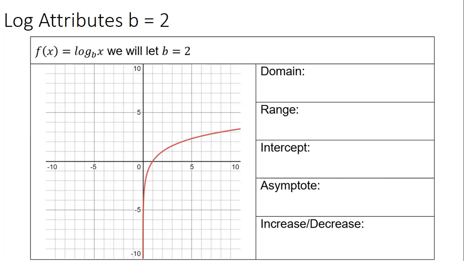Okay, so this applies to all log functions, log base b of x. In order to graph, you have to have b has to have a value. So we're gonna let b equal 2, in order to have a graph. When b equals a value, you're always gonna cross at 1, 0. Why do we always cross at 1, 0?